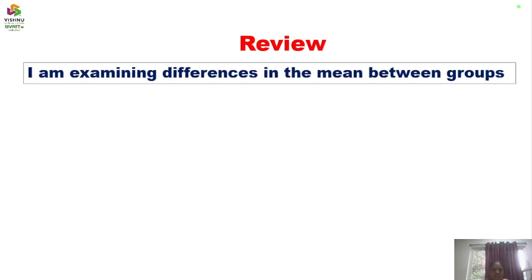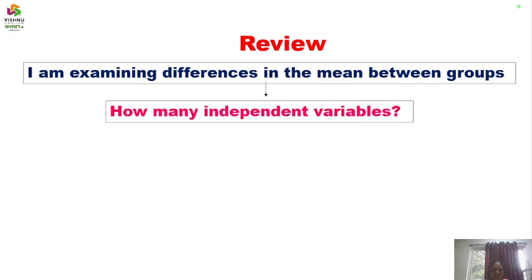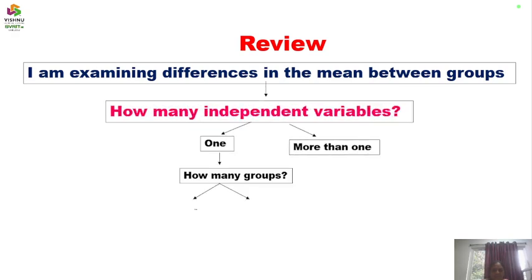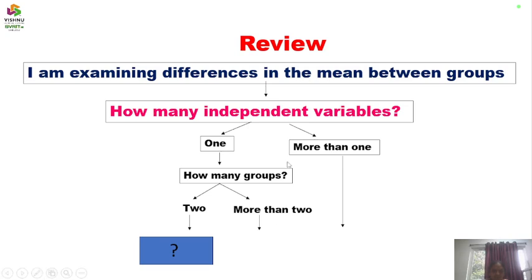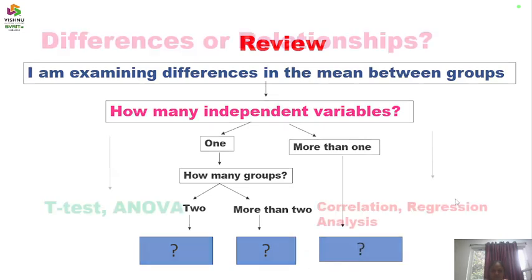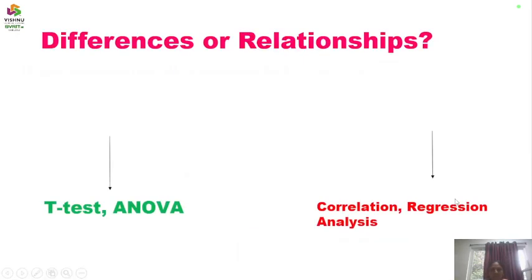So here you can see the review for this. Now you can see that I'm examining the differences in the mean between the groups. Here you can see how many independent variables there are. We can take one, and more than one also. And how many groups are there? There are two or more than two. We don't know what the independent variables will be, and more than two also.